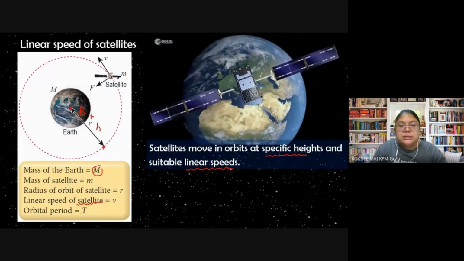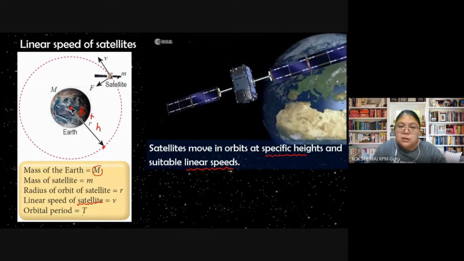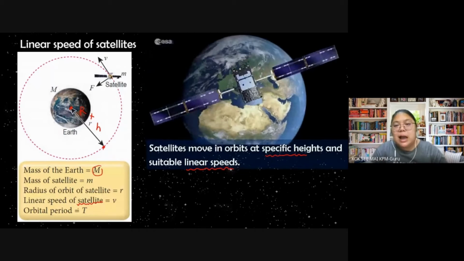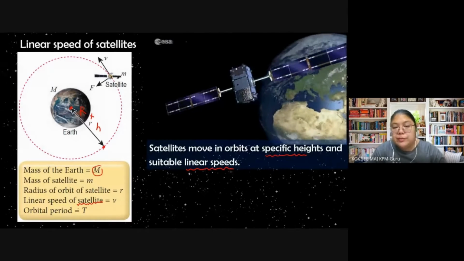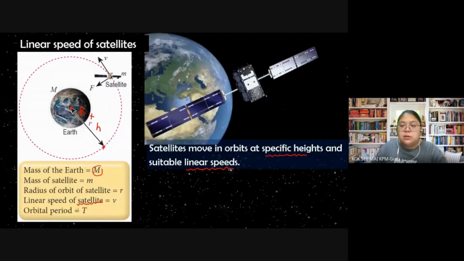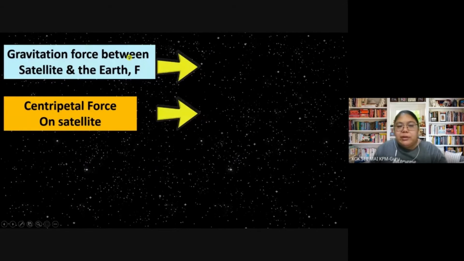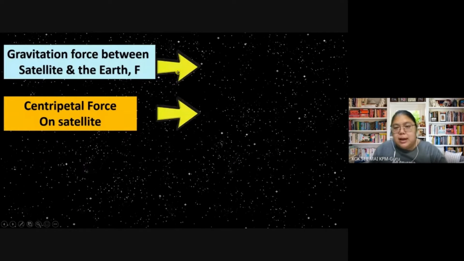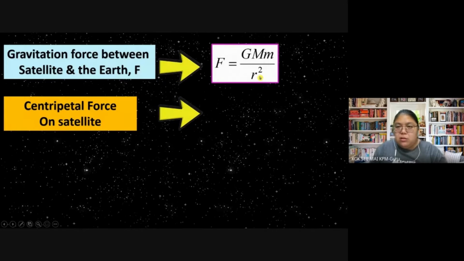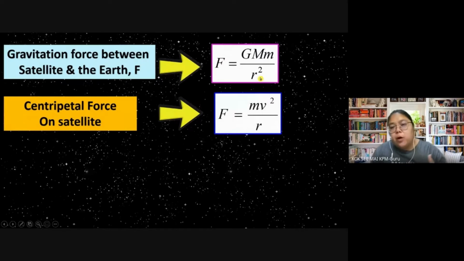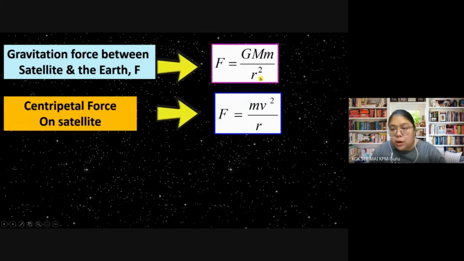And the last one is the orbital period. That means the satellite goes one round, and the time taken is how long? That we call the orbital period. So we go and see. The gravitational force between the satellite and the Earth, we learned before. Centripetal force, we also learned before. Both also pull to the center of the Earth.